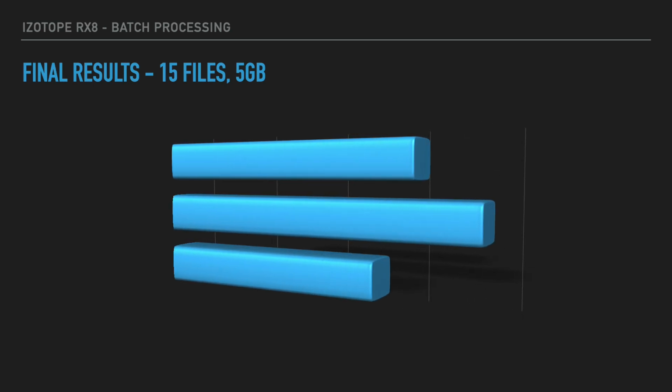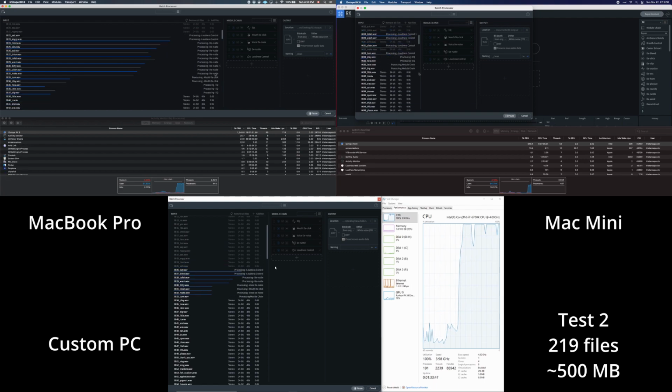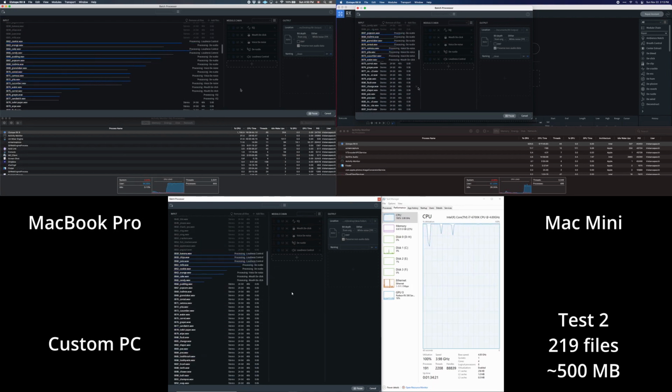tasks like De-rustle. The final results for this test show that the custom PC was roughly 20% faster than the Mac Mini, and all that for a similarly priced computer, though we won't get into Mac Windows debates here.